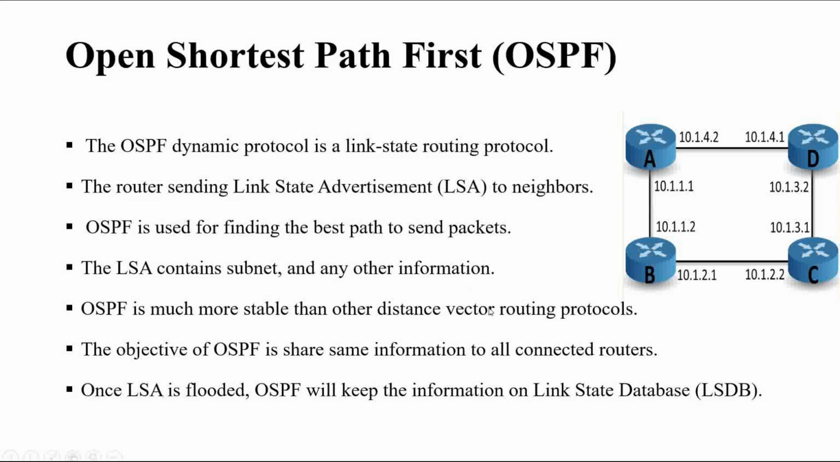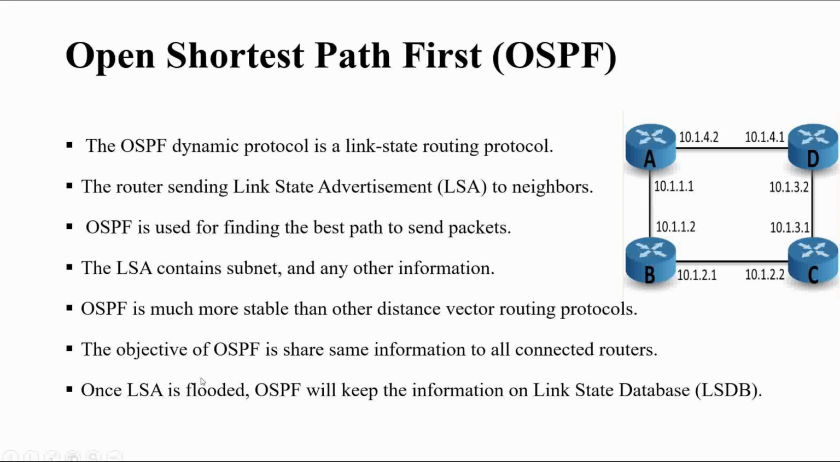When will there be an update? When any trigger or failure happens. If a failure happens, then it is advertised again. But in the case of distance vector, updates are sent every second, or within 30 seconds, or within 9 seconds. In the case of OSPF it's not like that. It sends only once, then if there is a failure or a trigger or an action is performed, there can be an update, but just like distance vector EIGRP and RIP, it's not sending periodically.